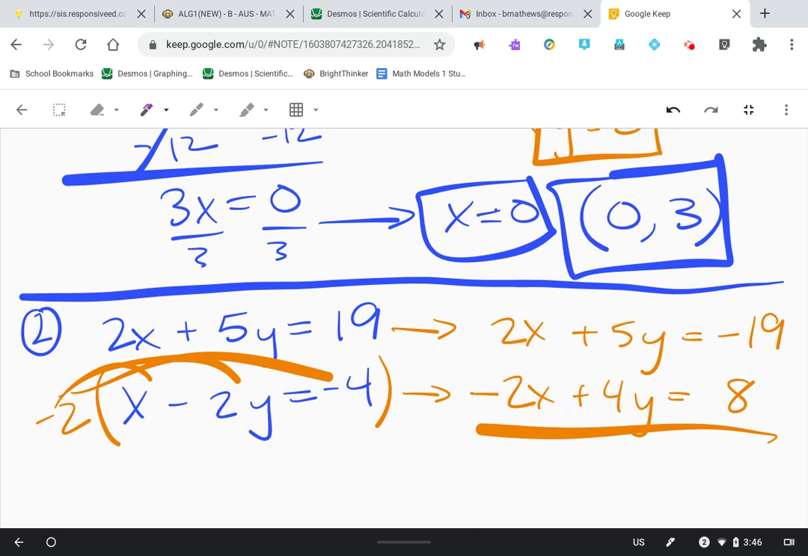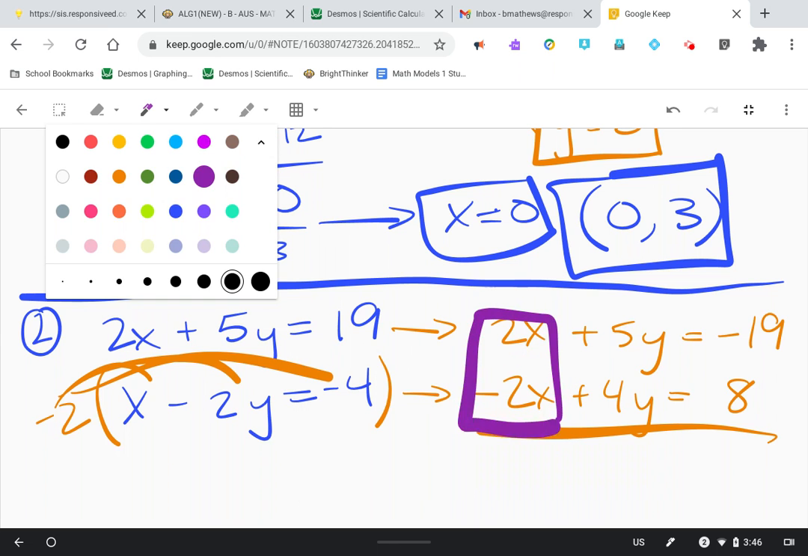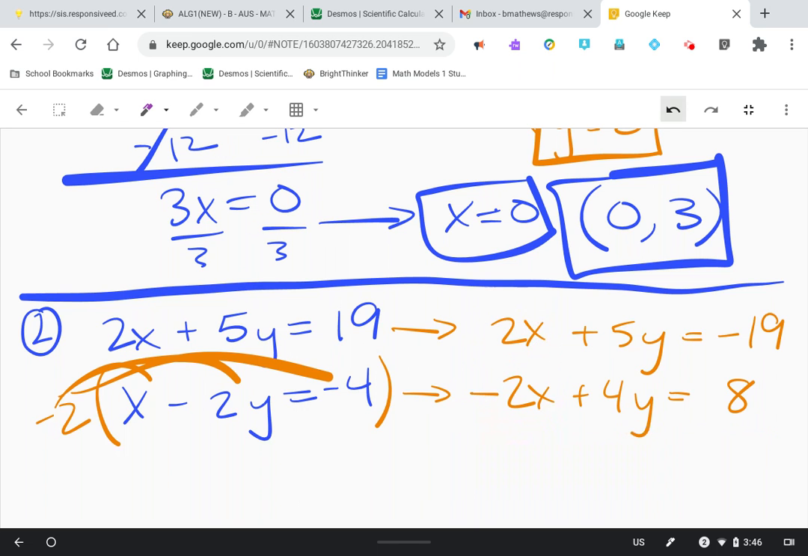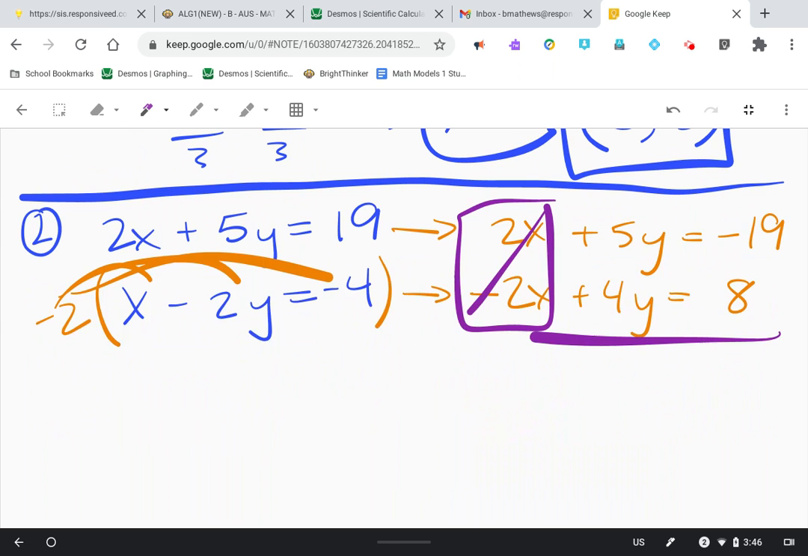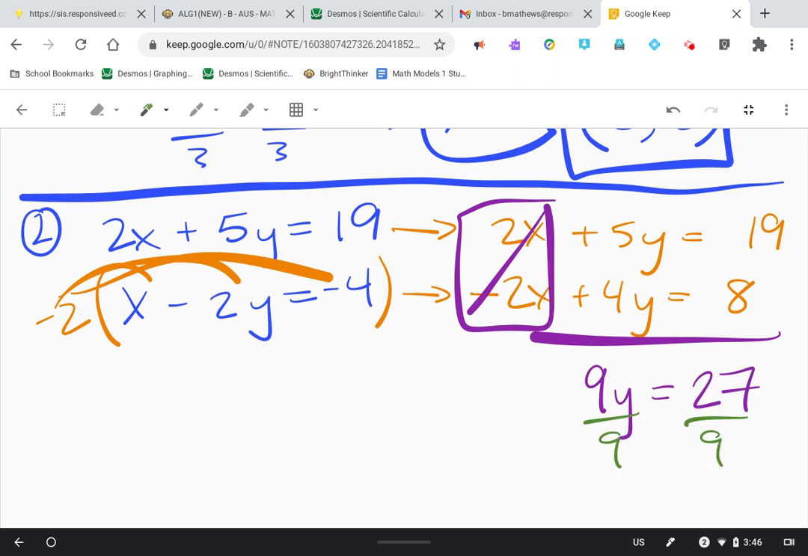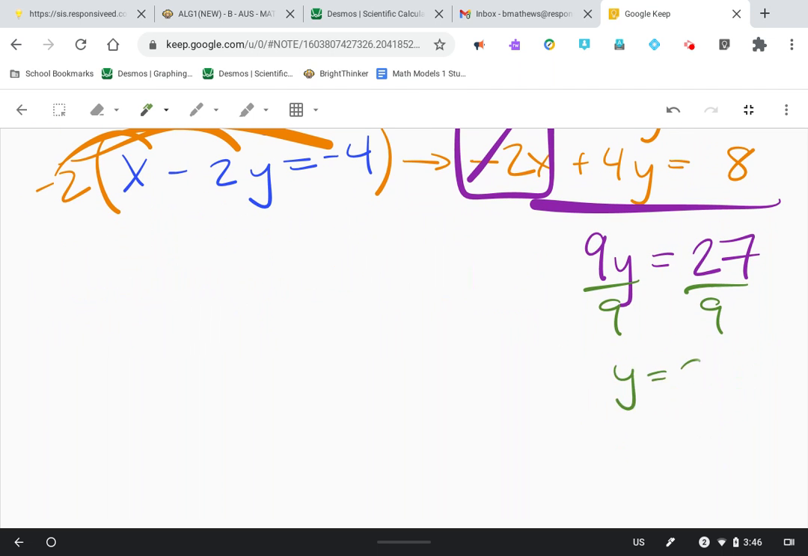Those are going to cancel. Might go back. It's a little thick. These are going to cancel each other out, leaving me with 9y equals, sorry, I made a mistake here. This was a positive 19. 9y equals 27. Divide both sides by 9, giving me y equals 3.